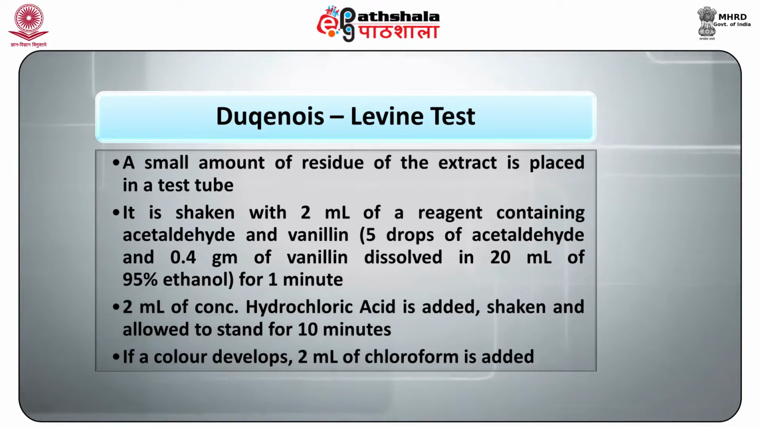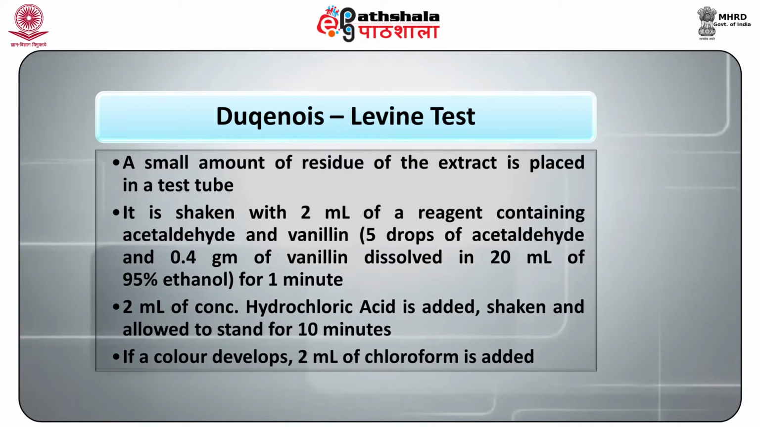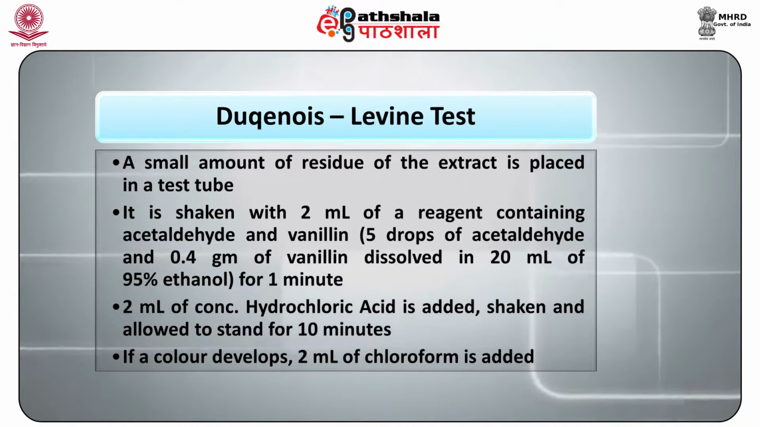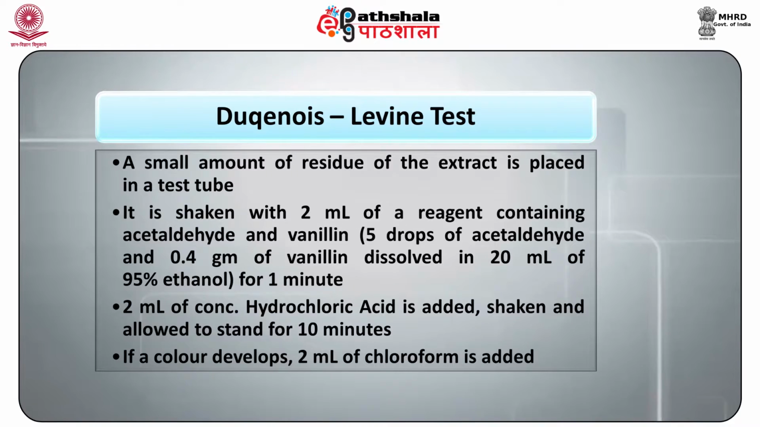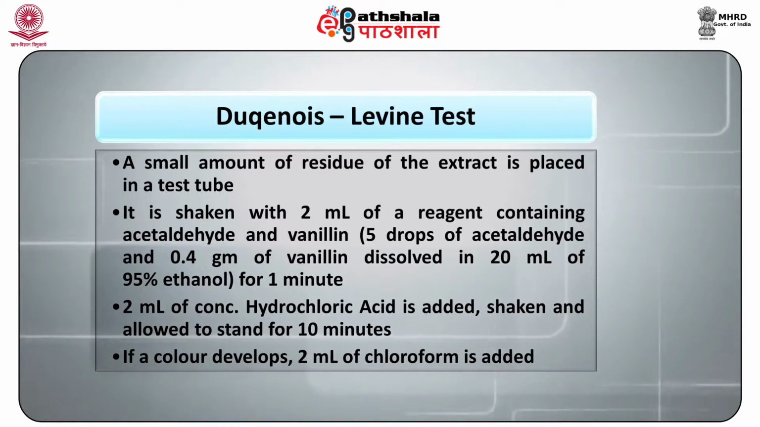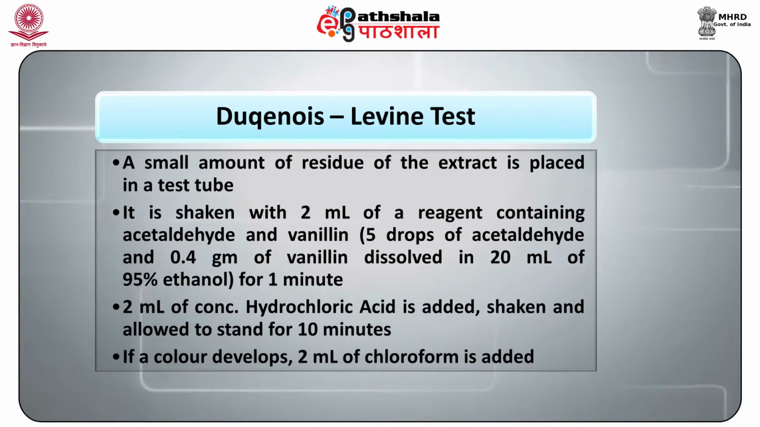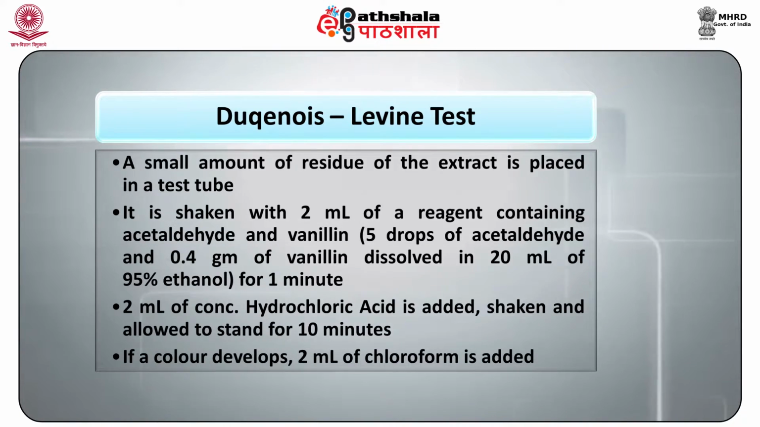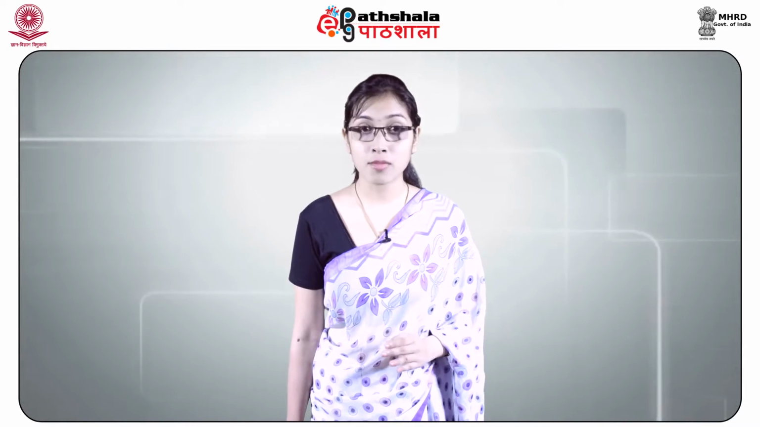Next is the Duquenois-Levine test. A small amount of residue of the extract is placed in a test tube. It is shaken with 2 ml of a reagent containing acetaldehyde and vanillin, that is 5 drops of acetaldehyde and 0.4 grams of vanillin dissolved in 20 milliliters of 95% ethanol, for 1 minute, and then 2 ml of concentrated hydrochloric acid is added, shaken and allowed to stand for 10 minutes. If a color develops, 2 milliliters of chloroform is added. The lower chloroform layer becomes violet.